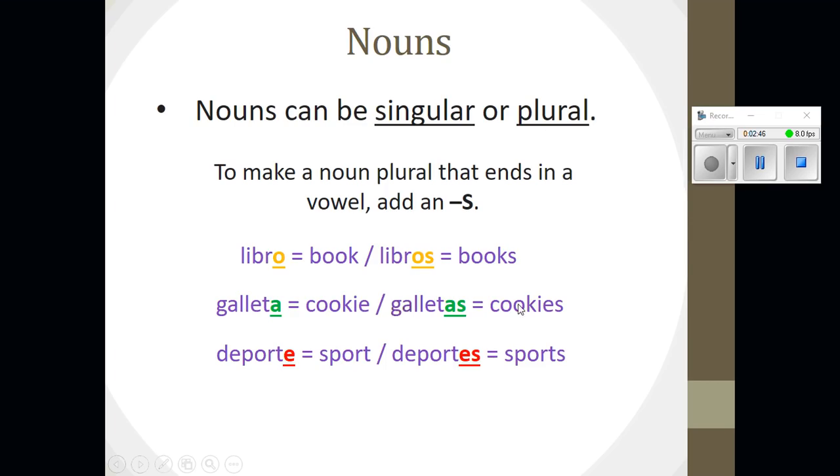Okay, so pause the video at this time and fill in the part of the note guide that asks how to make a noun plural if it ends in a vowel.